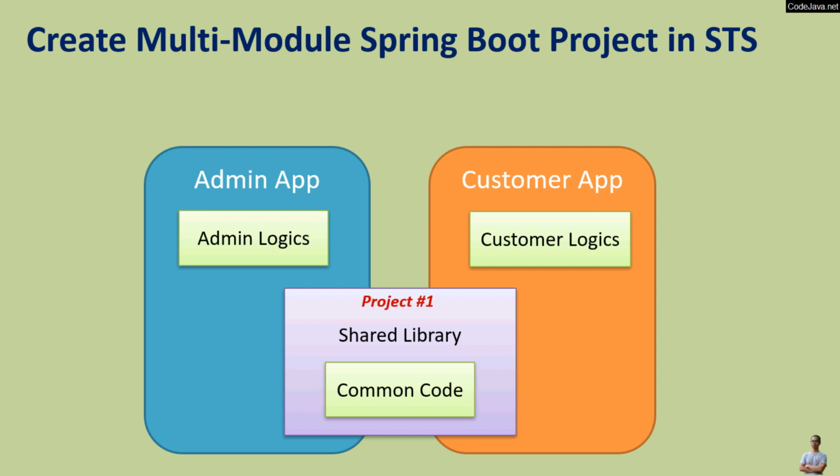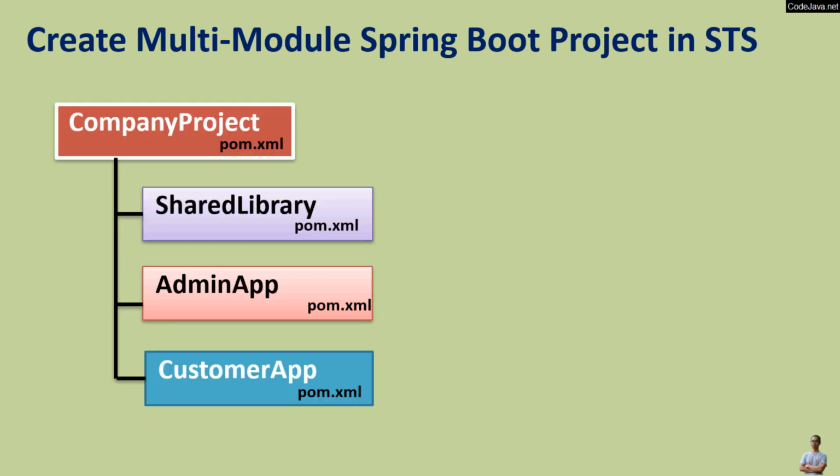The first one is for the shared library, the second one is for the admin app, and the third one is for the customer app. So we will need to create the root project, which is a Maven project, for example, a company project. And this project must have the packaging type POM, so it will contain modules. And inside this project, we will have three modules.